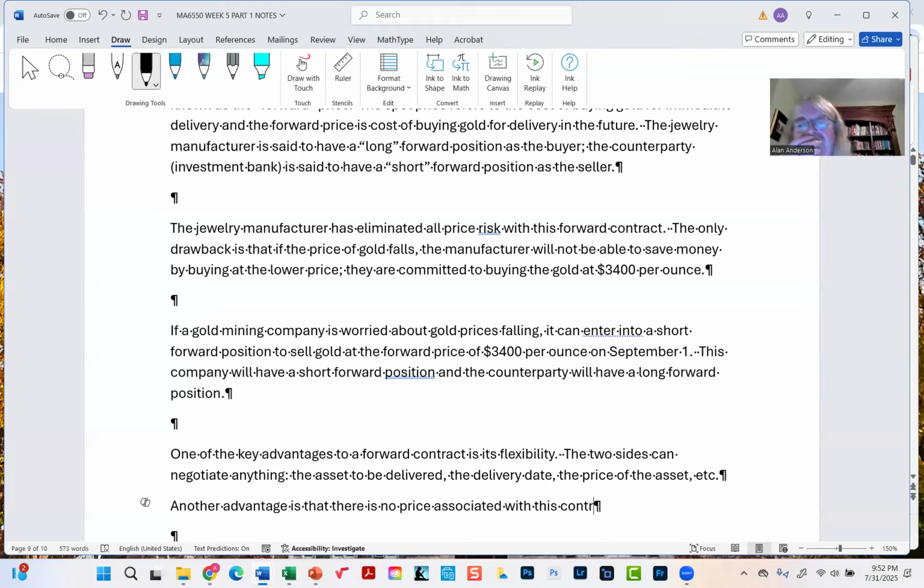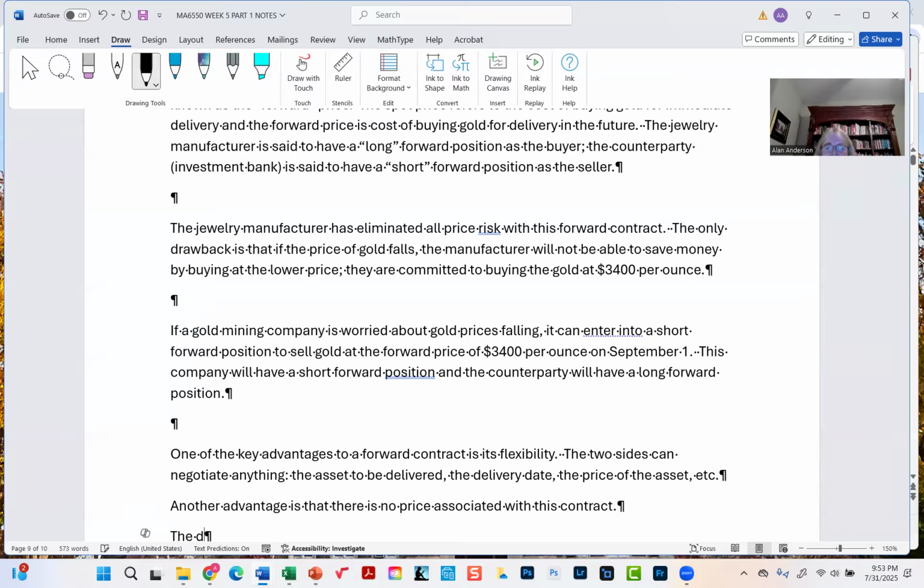The only thing that might happen is if you're doing this with an investment bank, they might charge you a commission or a fee or something, but there is no actual price as such. It's just an agreement. Well, maybe the lawyers will charge a fee or something, but for all practical purposes, you're just saying, let's do this, and that's the end of it.